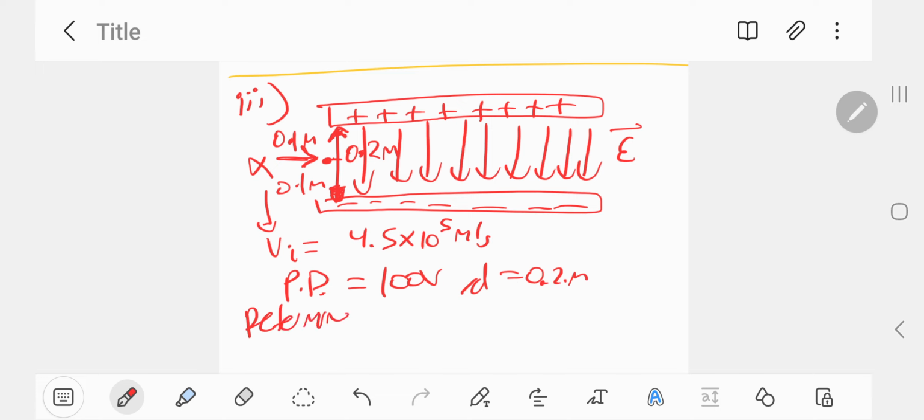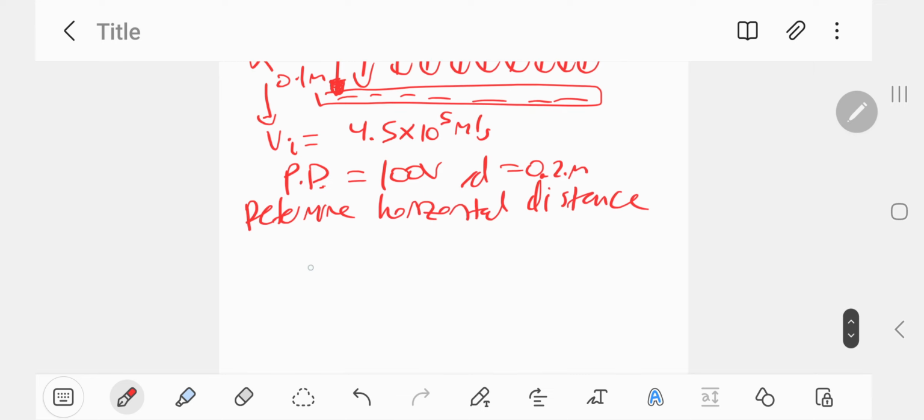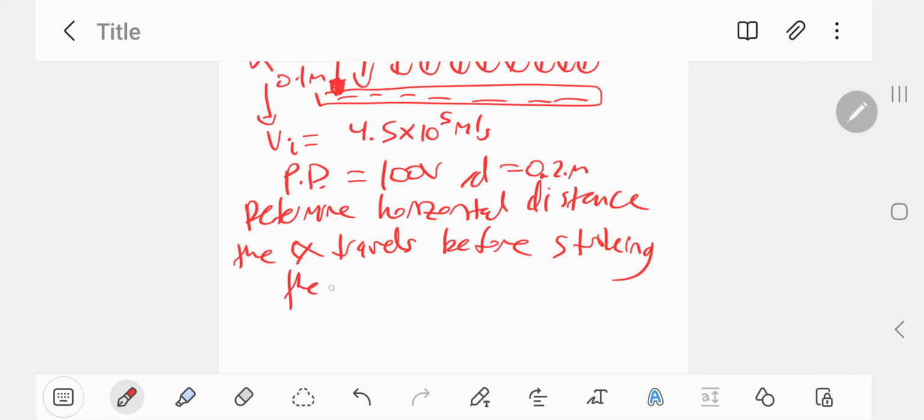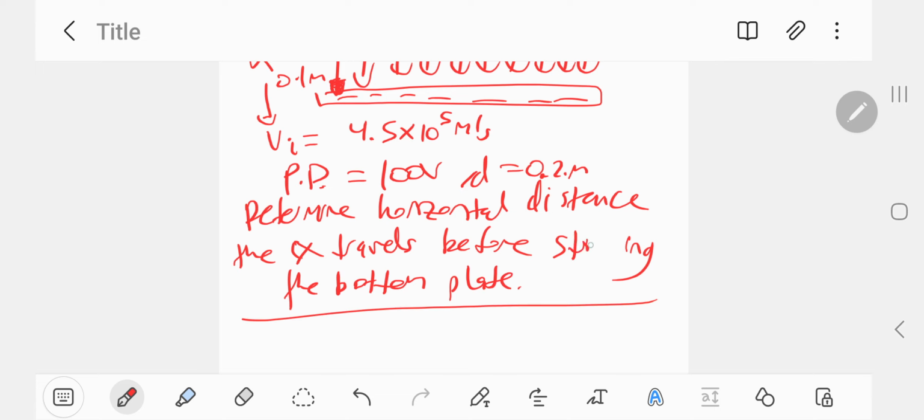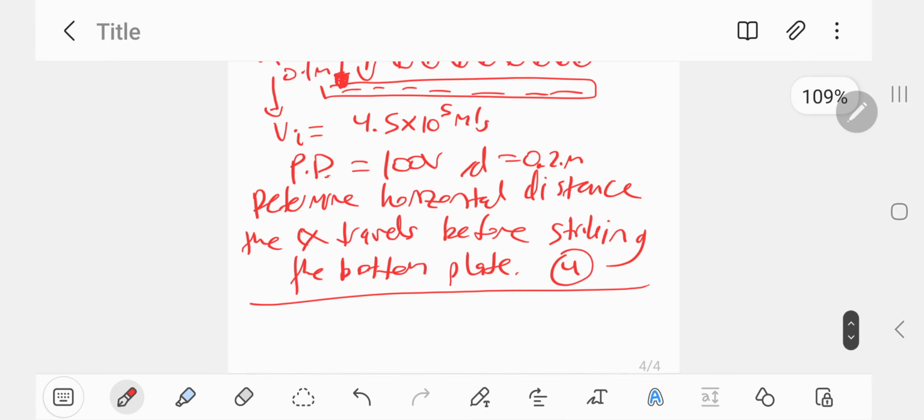Determine the horizontal distance the alpha particle travels before striking the bottom plate. Now this question may seem complex, but it really just invites some of the fundamental concepts of advanced mechanics, projectile motion, and even Module 6 on electromagnetism. So electromagnetism and projectile motion are two key elements you need in solving this. This is worth a whopping 4 marks. So let's do it.